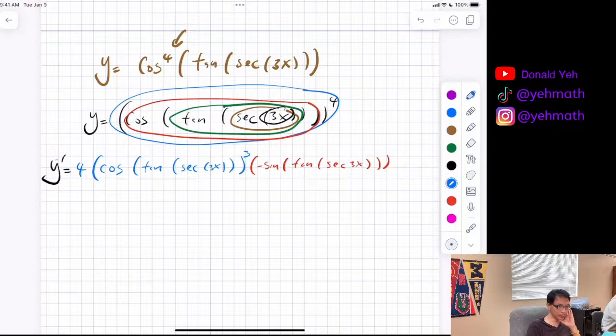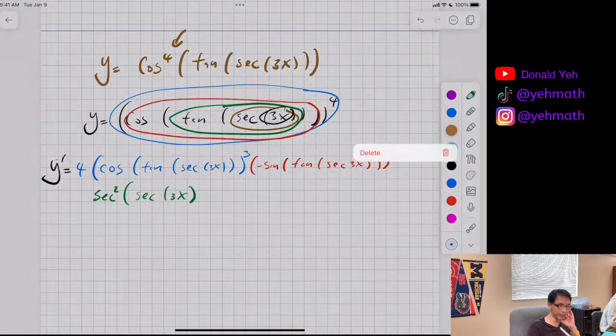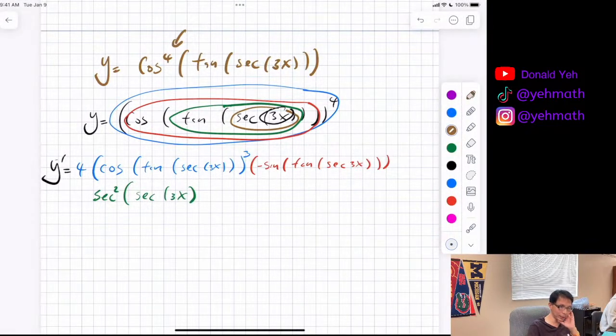The derivative of the cosine is negative sine. Now I'm going to go to the next layer, the green layer, which is the derivative of tangent. The derivative of tangent is what? Secant squared of secant of 3x. So that is the green layer. Now I'm going to do the brown layer. Be careful with the brown layer. A lot of people did the brown layer wrong. The derivative of secant 3x is secant of 3x times tangent of 3x.